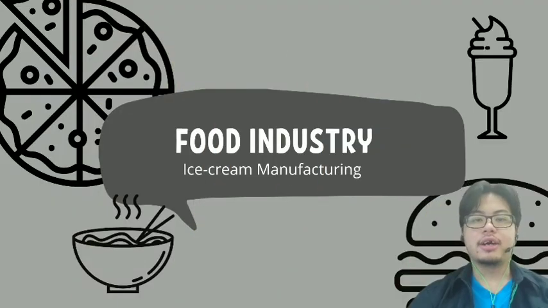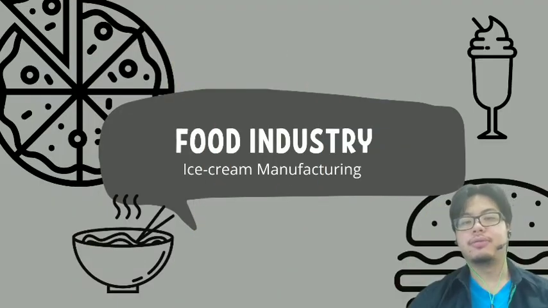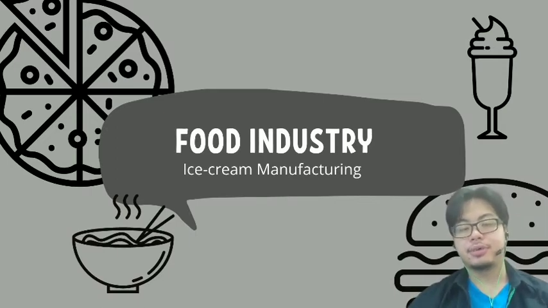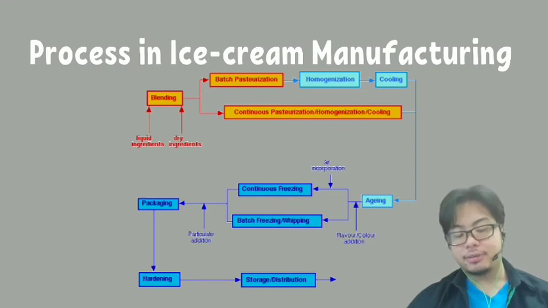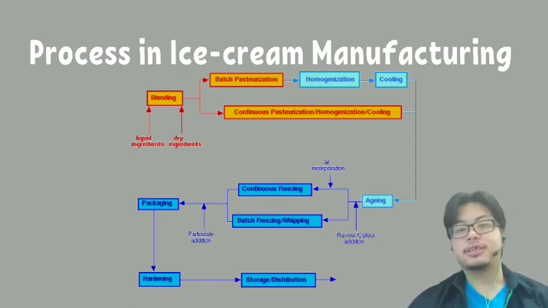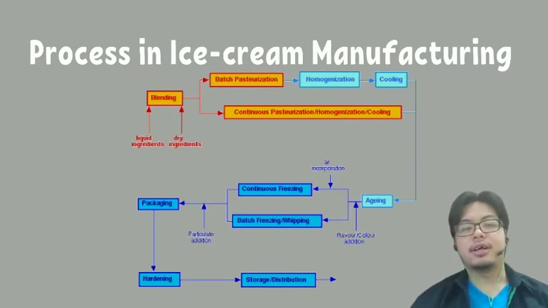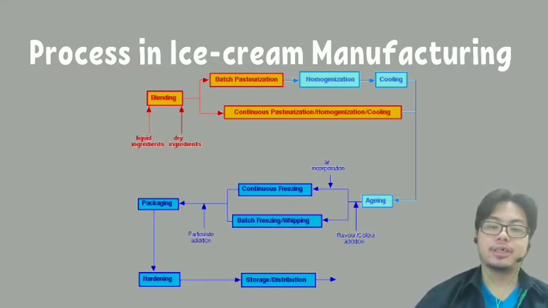We're going to look at the food industry process next. For the food industry process, our group chose the ice cream manufacturing process. In the ice cream manufacturing process, there are six main processes, which are blending, pasteurization, homogenization, aging, freezing and the hardening process.